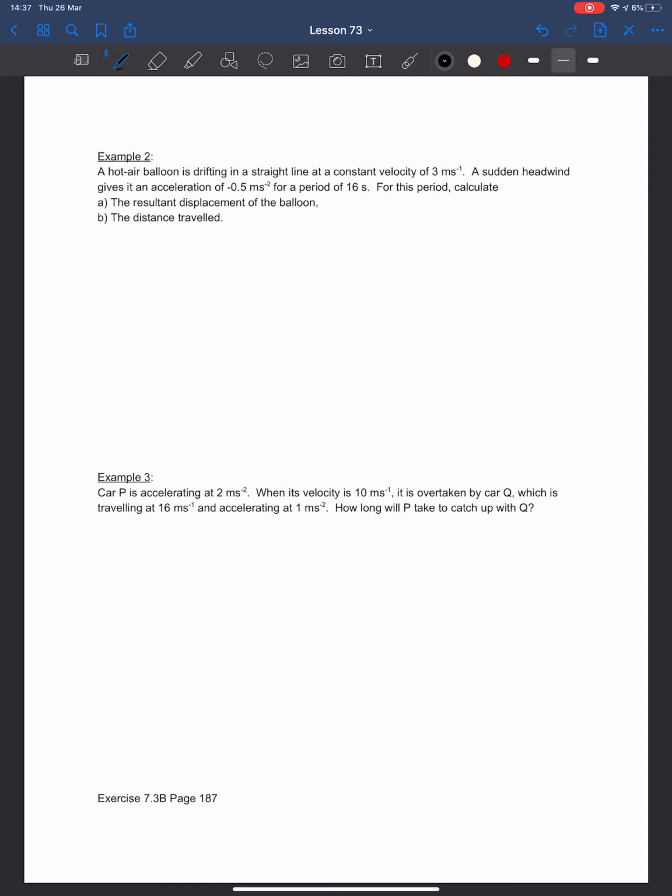Number 2. A hot air balloon is drifting in a straight line, constant velocity of 3 metres per second. That means it's starting off at u is 3 metres per second. A sudden headwind gives it an acceleration of minus 0.5 metres per second squared. So this headwind is slowing it down by half a metre per second every second. And the time period is 16 seconds. For this period, calculate a, resultant displacement. So we've got u, a and t. So it's going to be s equals ut plus a half at squared, which is 3 times 16 plus a half times minus a half times 16 squared.